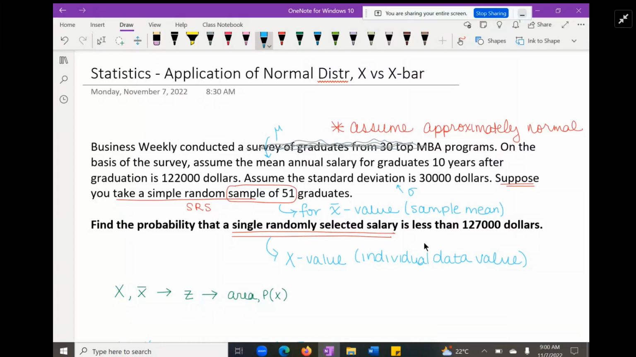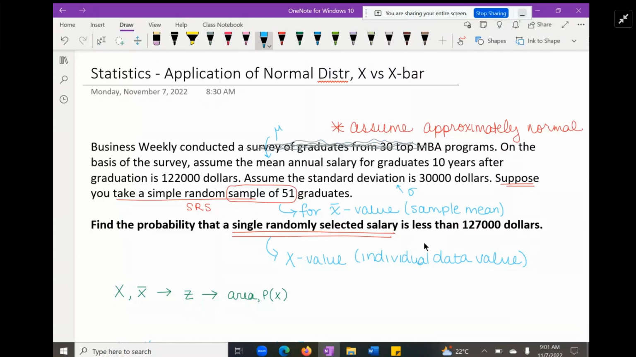Like I said, it looks like two different parts in this question, because at the end, before it gets into the questions, it says suppose you take a simple random sample of 51. When you see that, and then a question following up about that sample, that is asking you to use the X bar value, versus the first question that we're actually going to answer. It says single randomly selected salary. That reads as an X value, an individual data value, versus a question asking about the sample of 51 graduates. That's your sample mean.